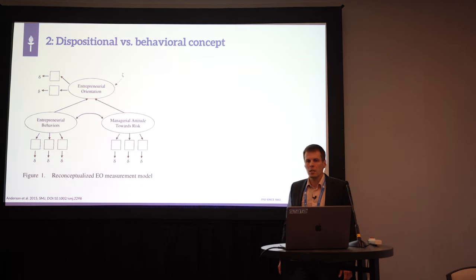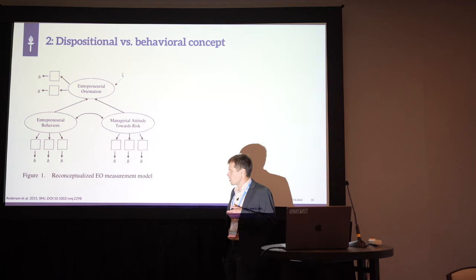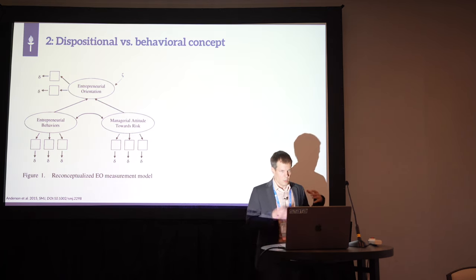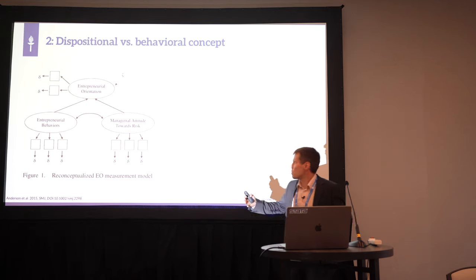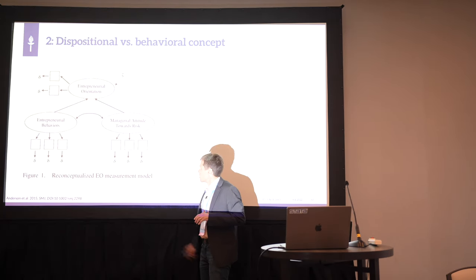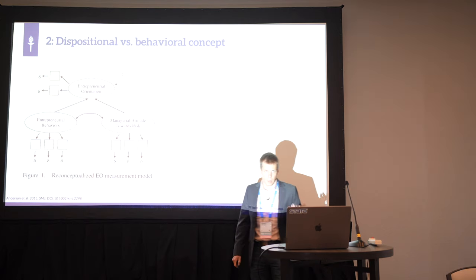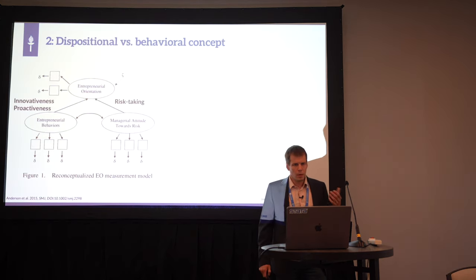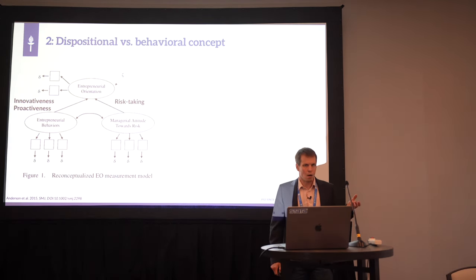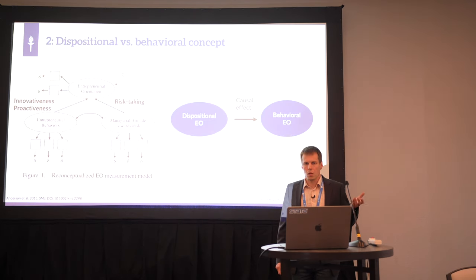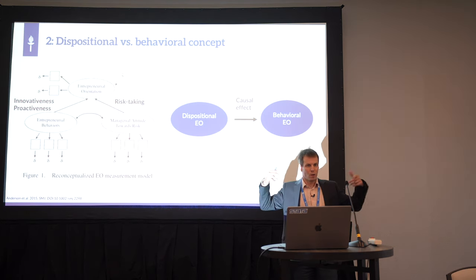Then we talk about dispositional versus behavioral aspects of EO. This was highlighted in Anderson's 2015 paper, where he talks about EO as containing two dimensions, behaviors and dispositions. Dispositions contain attitude toward risk, and behaviors contain proactiveness and innovativeness. The problem with this dispositional versus behavioral distinction is that dispositions and behaviors are not the same. They are causally related. So we have dispositional EO and behavioral EO that are both referred to as EO.